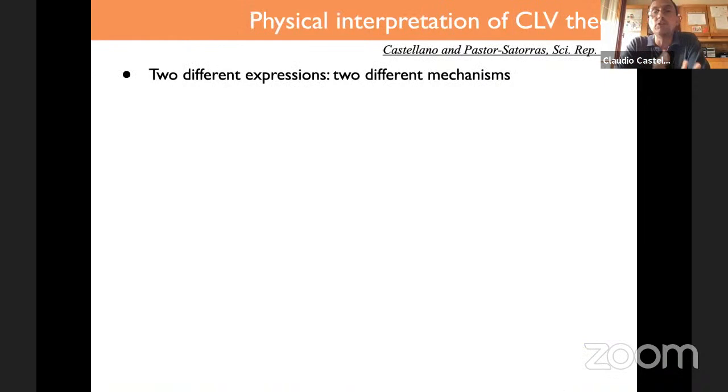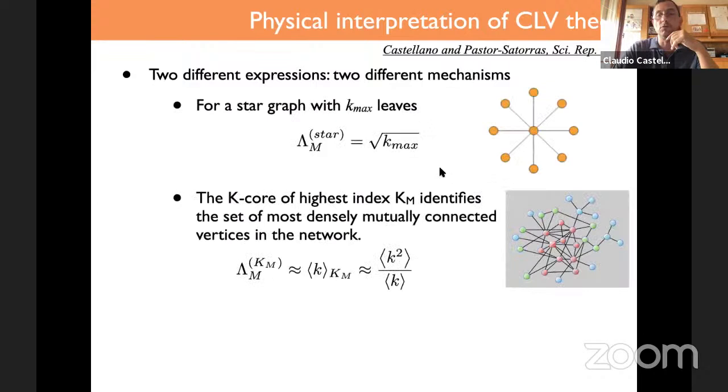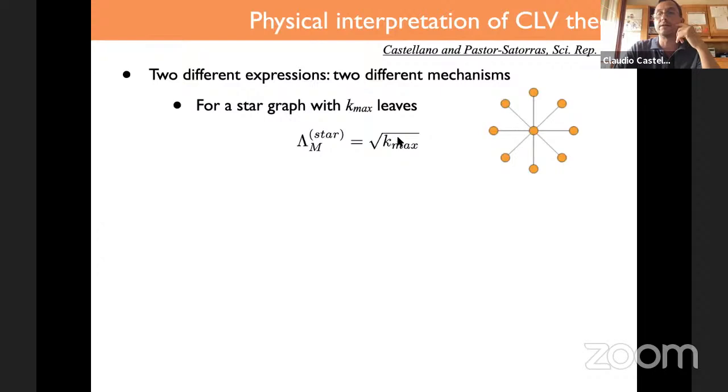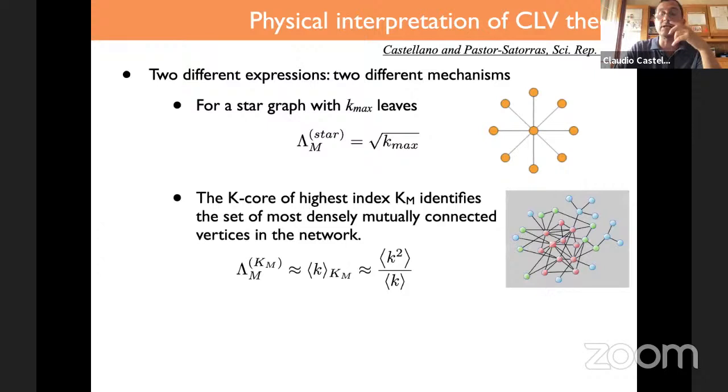Now the question is, there are two different expressions. So this suggests that there may be two different mechanisms behind these expressions. One mechanism is very simple. If you consider a star graph, you can compute its largest eigenvalue, and you find that it is simply given by the square root of the number of leaves. But it is actually also possible to interpret physically the origin of the other expression.